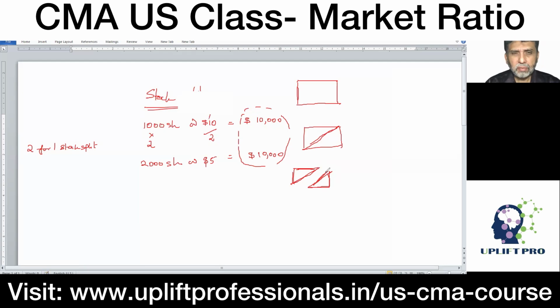Fine. So in the case of EPS, a stock split has the effect of reducing the EPS because the number of shares has increased. But you do not take the average for this because nothing has been added. I'll come to that later.